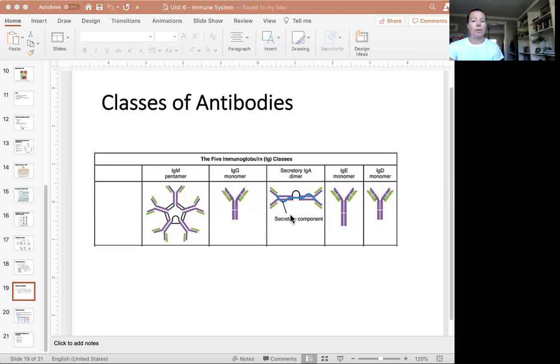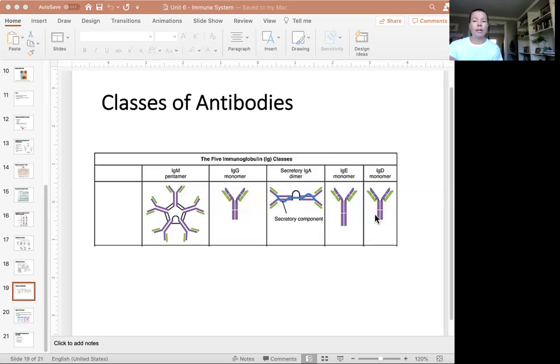Next one I'll talk about is right here, IgA. This is called a dimer. That's referring to its structure. The prefix di means two. So this consists of two antibody structures that are linked together. And IgA is found in a lot of body secretions like sweat, saliva, mucus, even breast milk.